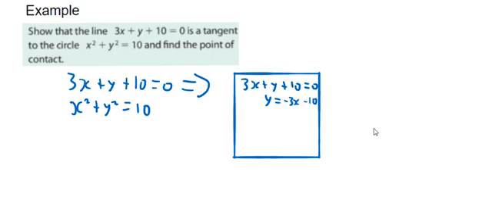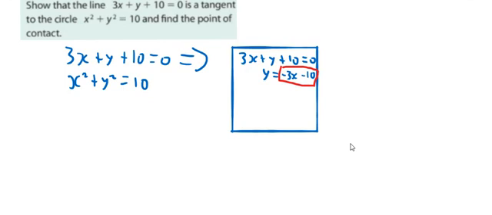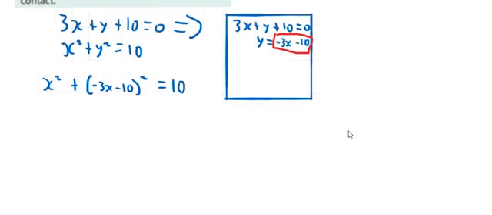Because that's what y is, I'm going to sub that in. I'm going to sub this thing in here, the minus 3x minus 10, in for my y, and then I have an equation with just x's in it. So I'm going to get x squared plus (minus 3x minus 10) squared equals 10. And now I just need to go off and solve this. This is going to get a little bit complicated, and I'm probably going to get a quadratic, which I need to solve later.